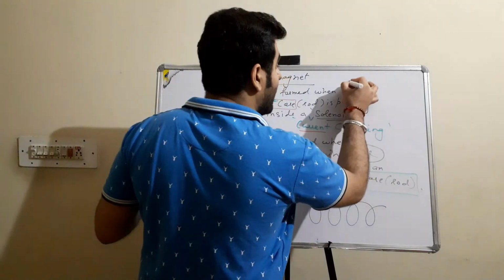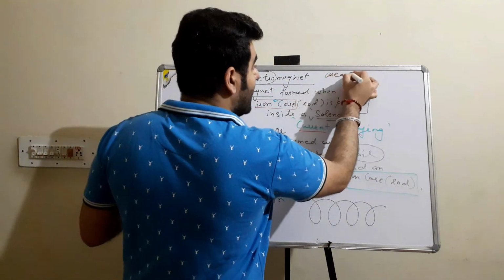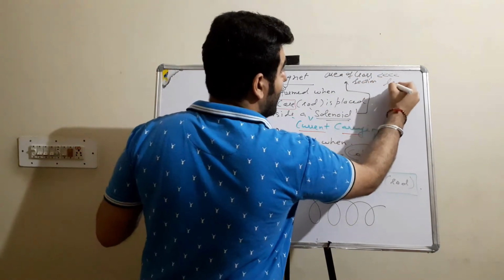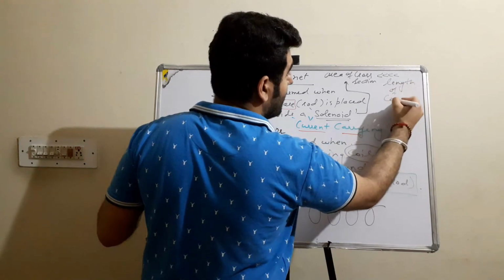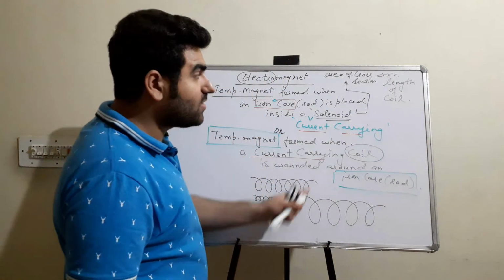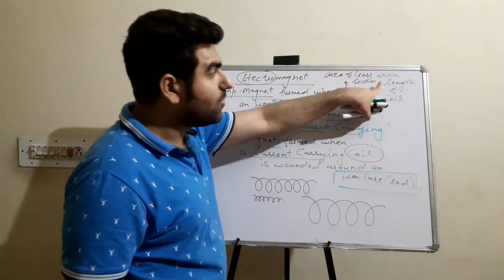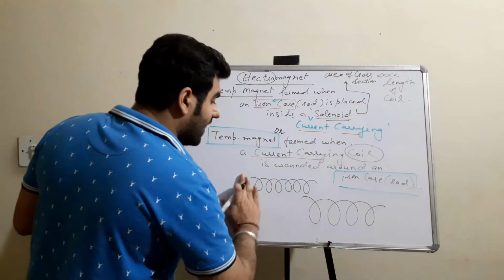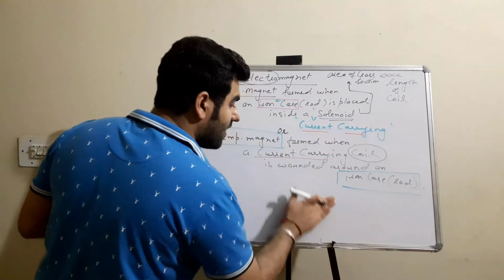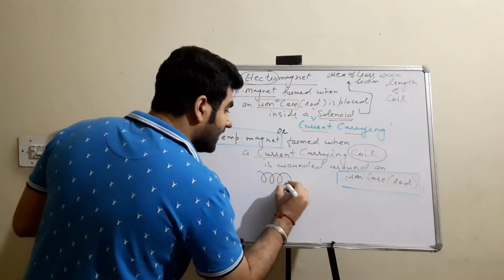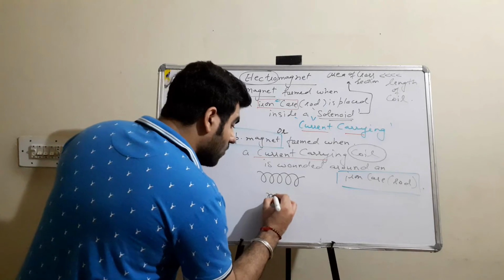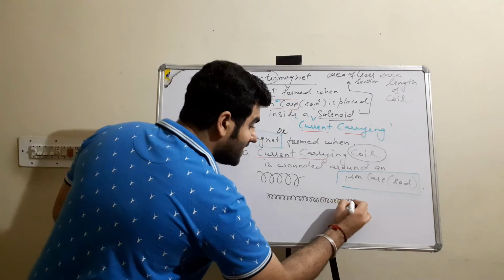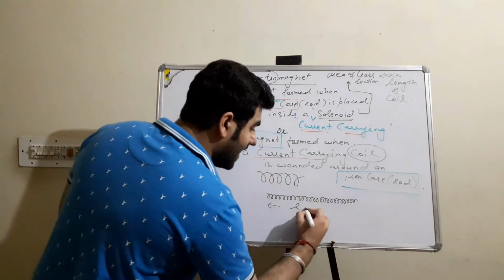There is one special property for a coil to function as a solenoid, and that property is, for solenoid, let me write it here, the area of cross section should be extremely less than the length of the coil. So if I am making a coil like this, then it is simply a coil. But if I am making a coil with a very small diameter or area of cross section, but its length is very, very long, this is the length of the coil.